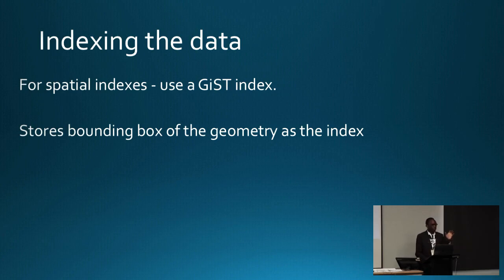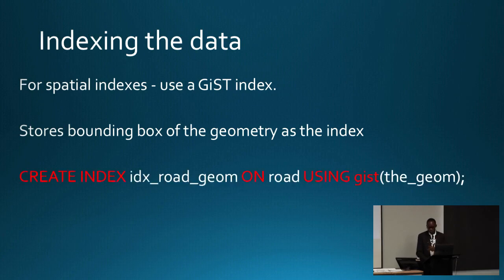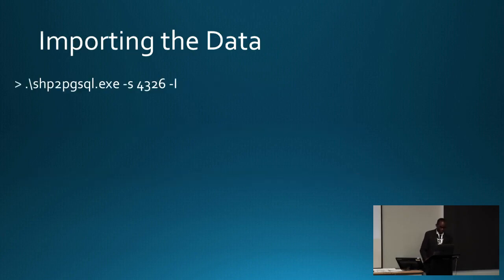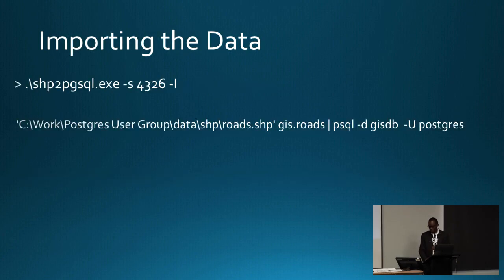But if you do not create the index out of the box, you can create the index later on using this command, create index. That's the name of the index. That's the name of the table. And that's the column that you're going to apply the gist index on. Okay, so we've done that part of the command. And then that's just where the data is stored, the C:\work, et cetera. You can see that's a shapefile.